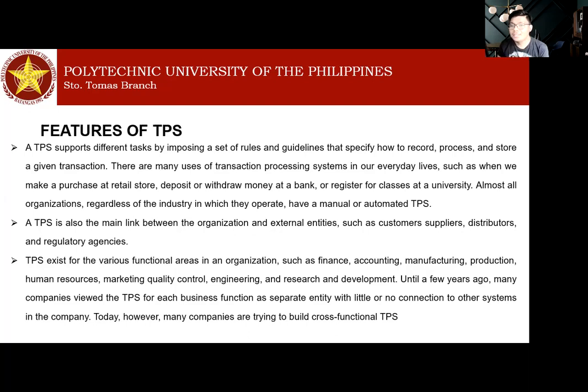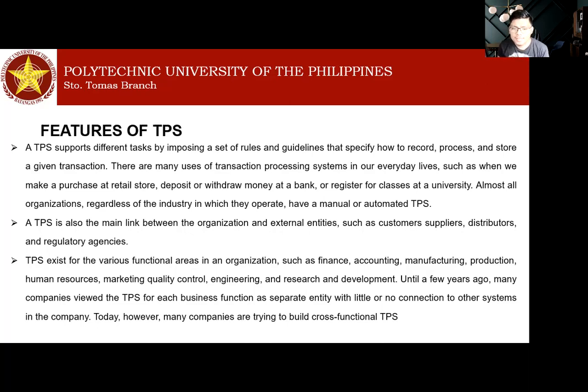So almost all organizations, regardless of the industry in which they operate, have manual or automated TPS. So lahat ng mga system na ginagamit natin, they have a transaction processing system. Kasi yung data, yung mga transaction na ginagawa natin, especially for example, pagdating sa withdrawal at sa deposit, napakahalaga na lahat ng data during our transaction is ma-record, ma-save, at in case of some issues, kaya nating i-retrieve yung ating mga data. TPS is also the main link between the organization and external entities such as customers, suppliers, distributors, and regulatory agencies. So later on, marami tayong mga example dun sa mga TPS natin, paano ba nagpa-process yung mga data and information.